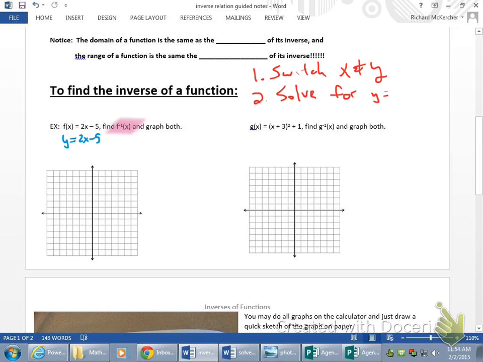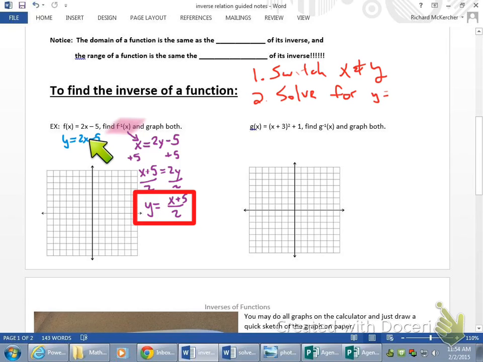Alright, first thing I did, I want you to recognize, is I didn't have a y, so f of x is equal to y, so I just rewrote it. And now I'm going to look for the inverse function. So to find the inverse, I switch the x and the y. Notice I just literally took the x and y out and switched them. Now I do step 2 and I solve. Okay, so in the box here, y equals (x plus 5) over 2 is the inverse of 2x minus 5.